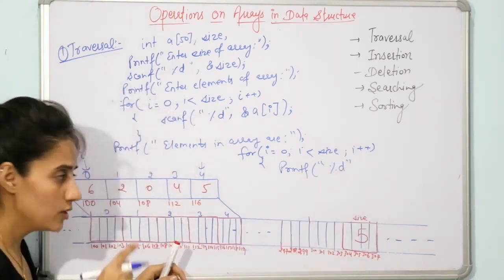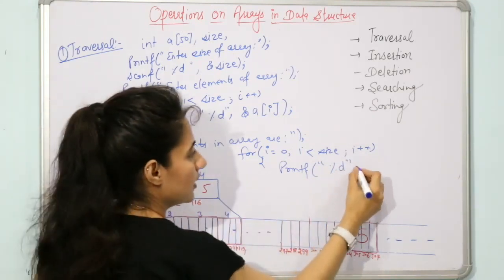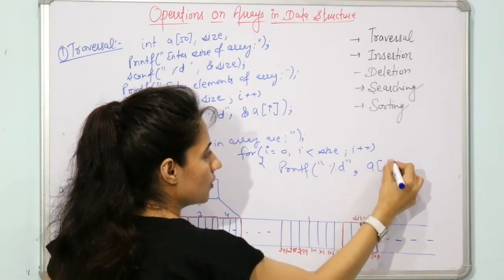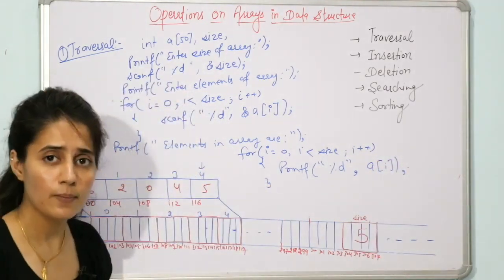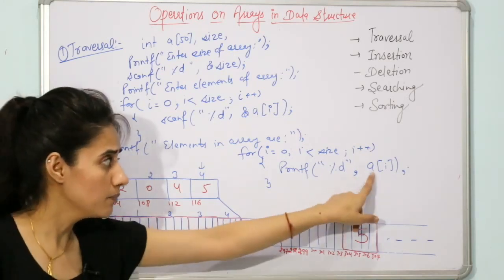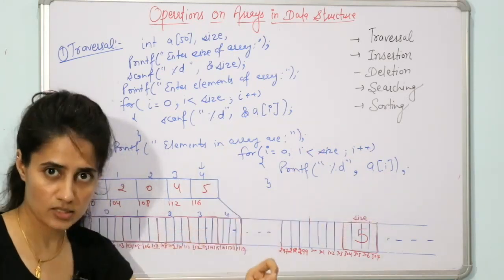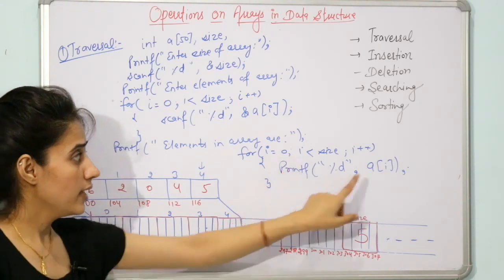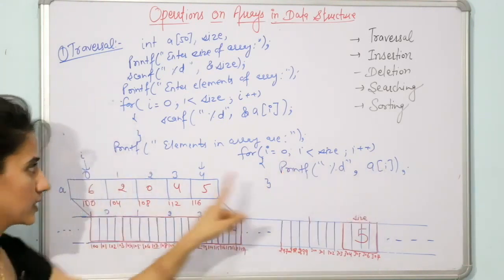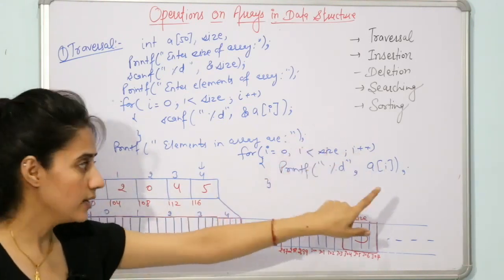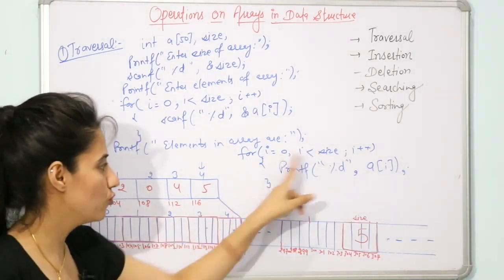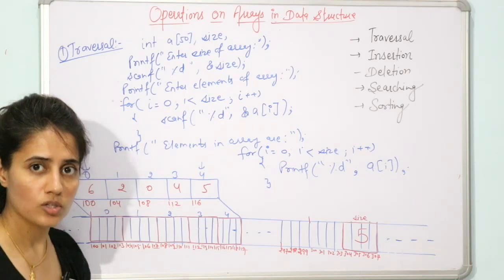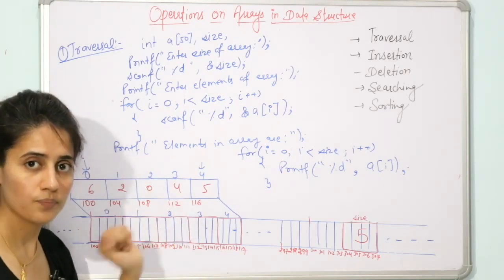Percentage d is for integer because the data type is integer, and here you simply write a of i, because in the previous video I told you that for accessing an element of the array you simply write the array name and in brackets you write the index. So i would be 0, then a of 0 would be printed, this 6, then i plus plus, i is 1, then a of 1 would be printed, that is 2. Like this, values from 0 to 4 would be printed. So this is the traversing of the array.